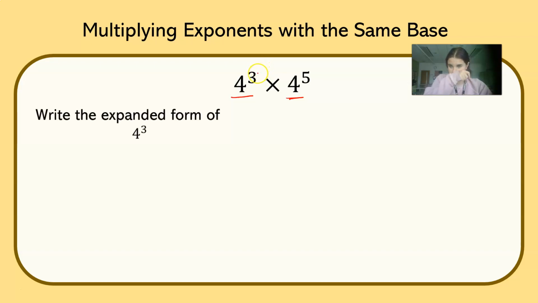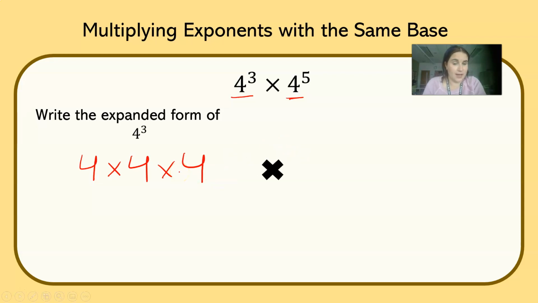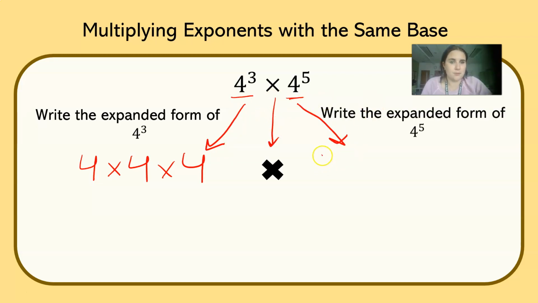So the first thing we'll do is write the expanded form of 4 to the third power. What does that look like when you write all the numbers out? This means I'm multiplying the number 4 three times. So 4 times 4 times 4. And then eventually I'm going to multiply it together. Now we're going to write out 4 to the fifth power. So 4 times 4 times 4 times 4 times 4.